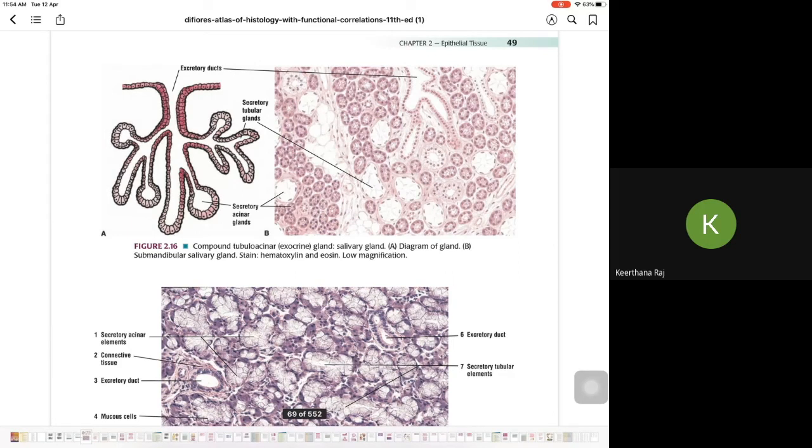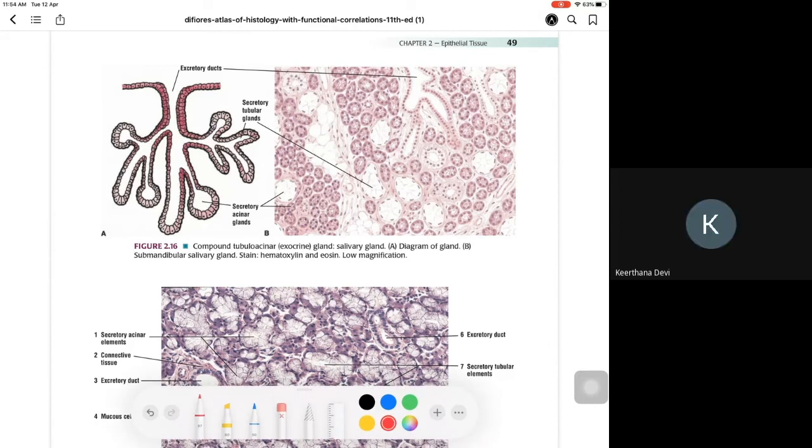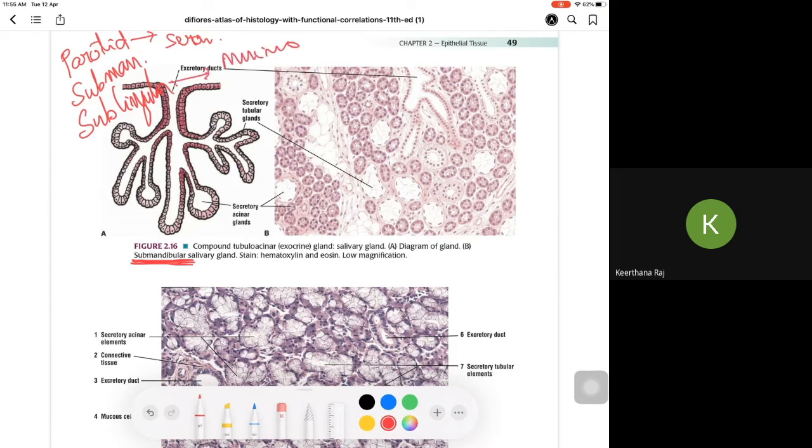What is this gland? Salivary gland. What gland? Exocrine glands. Submandibular exocrine gland. Remember, there are three major glands. One is parotid, three pairs. What is the other one? Submandibular. And then sublingual. These are the three major salivary glands. After that, you have minor salivary glands. I told you parotid is a serous gland and sublingual is a mucinous gland. And submandibular is seromucinous.